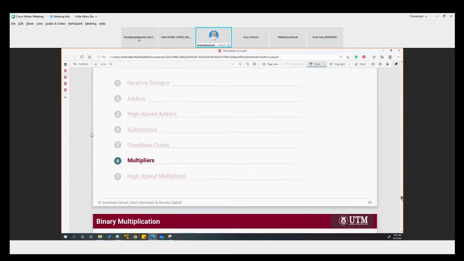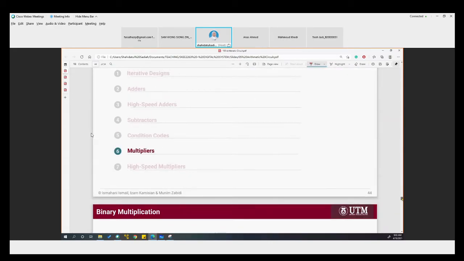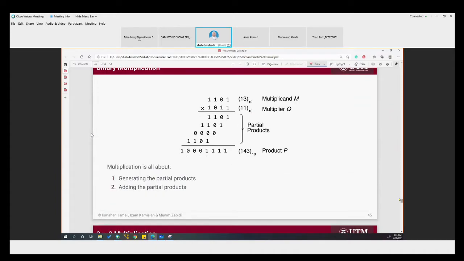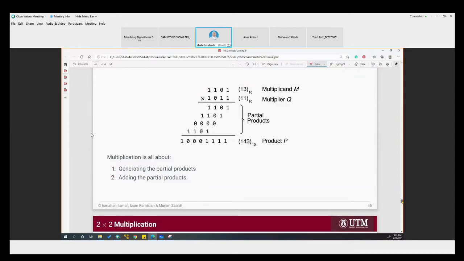Okay. From here, we are going to learn about multiplier. And your test, because someone asked in the group this morning. So your test range is actually until next week, until chapter 6, which is the case study of the combinational logic.